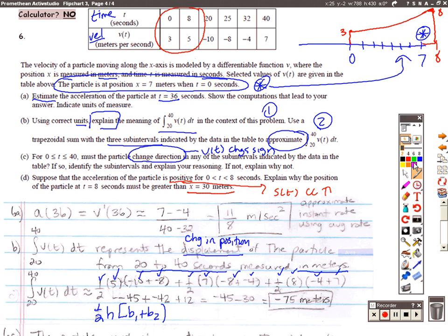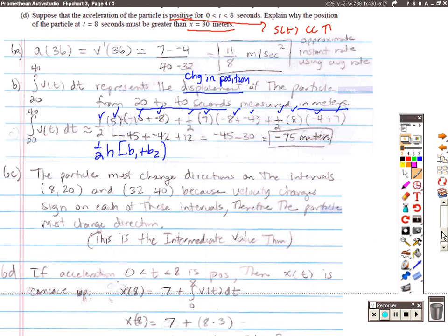If I were to do a left endpoint approximation, I would start right here, and that would be my rectangle that I'd be finding the area of. Now clearly that is an under approximation, but if the area of that rectangle is greater than 30, then certainly the value from 0 to 8 would have to be greater than 30. So let's take a look at that.